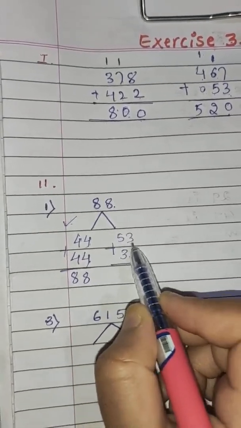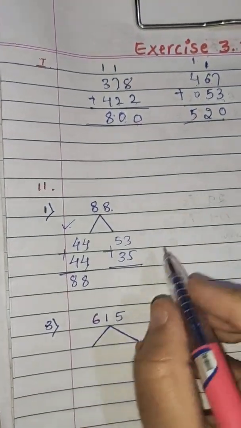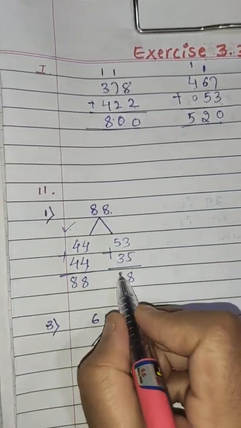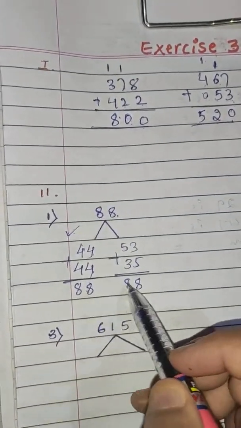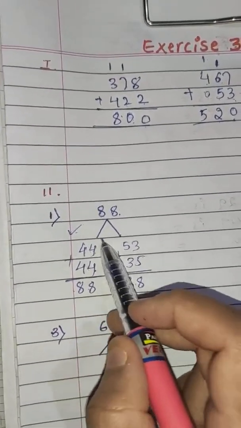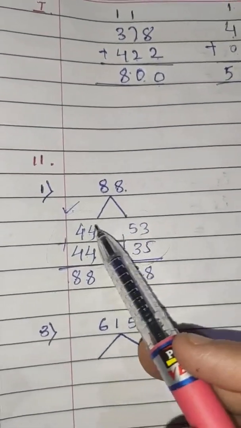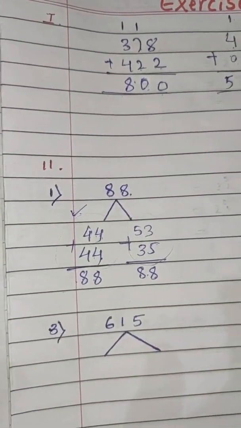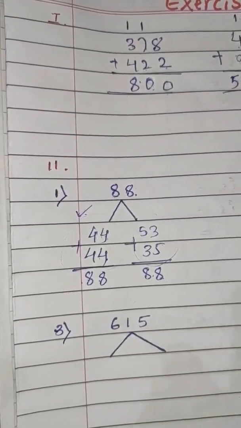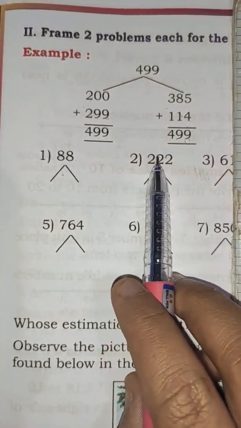Okay. So 3 plus 5 is, yes, 3 plus 5, 8. Next 5 plus 3 is 5, 6, 7, 8. So see here, we got the same answers, 88, 88. But see, the numbers are different here. These numbers are different from the second one, right? So whichever number you are going to take, you can take. But when you add those numbers, you have to get the same answers. Understood, children?